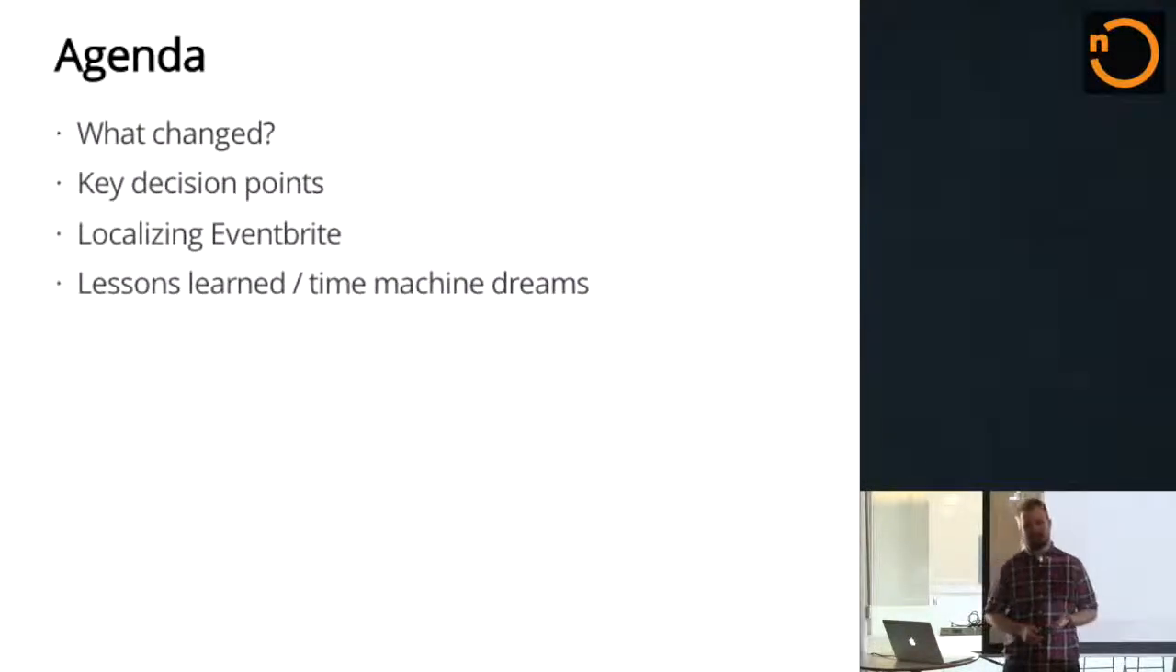So the agenda for this evening is something like, what actually did we have to change in the site? What were those decision points we had to make? And what the actual execution of that localization looked like. And finally, the lessons learned, or as I like to think about it, the time machine dreams. So if we could do it over again, what might we do differently?